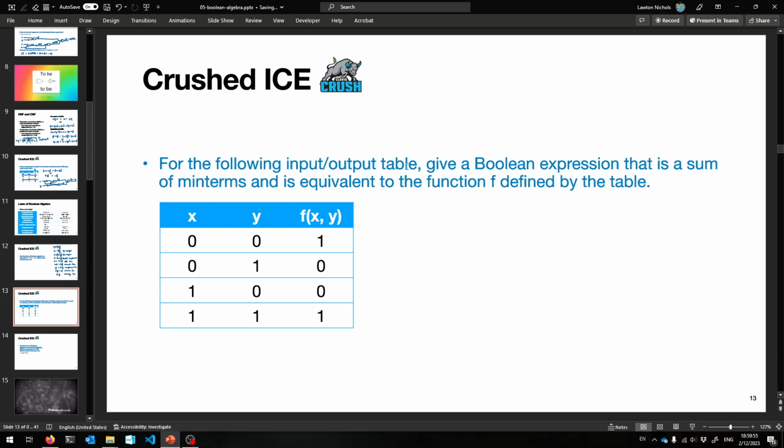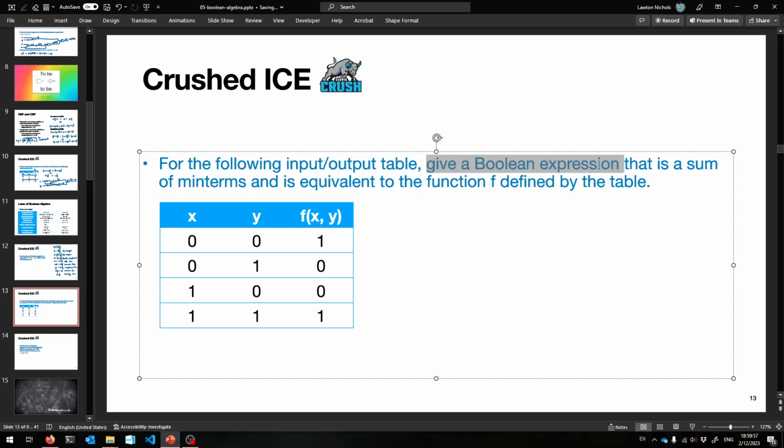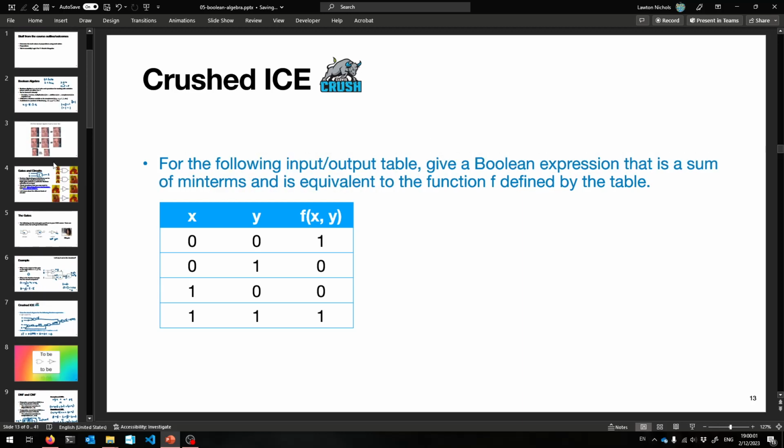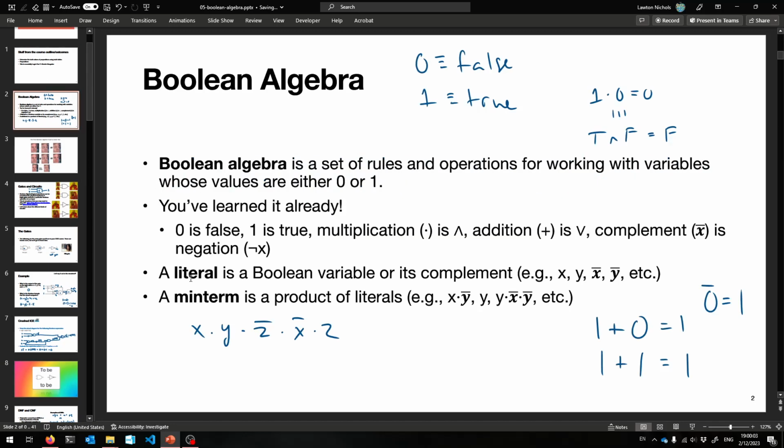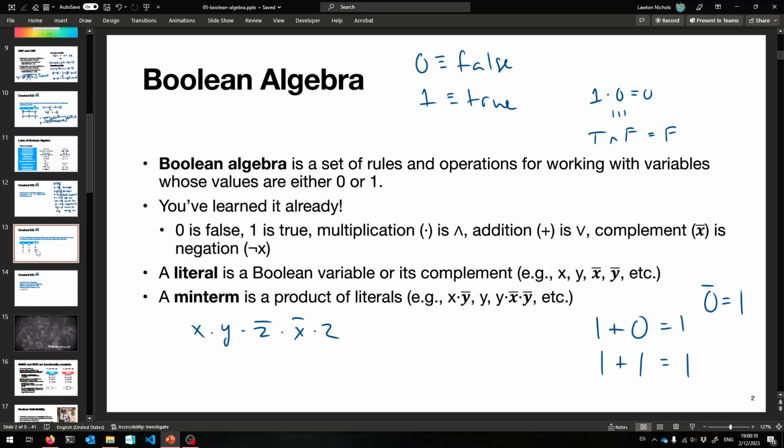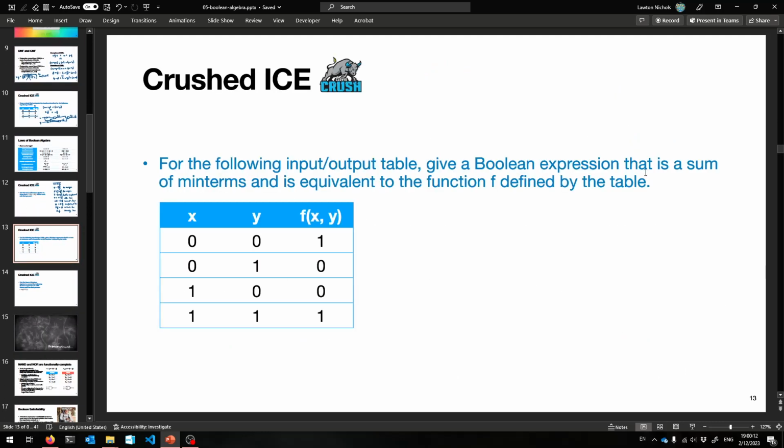So for this input-output table, give a Boolean expression that is a sum of min terms. So remember that a min term is a product of literals. Looks like this. These are options. So it's a product of either variables or their complements. And so give your answer back as a sum of min terms that is equivalent to this function f. So whatever this is, you have to come up with whatever that is.